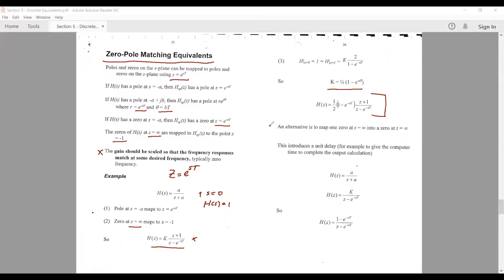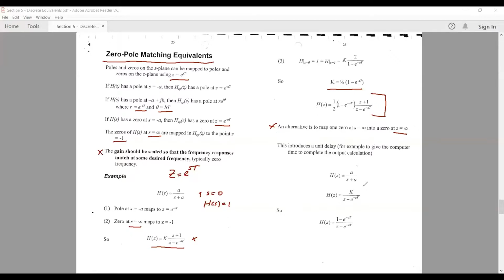An alternative is to map the zero at s = infinity into a zero at z = infinity. If we do that, this introduces a unit delay, for example, to give the computer time to compute the output calculation. So instead of having a zero at z = -1, we will have a zero at z = infinity. Instead of having z + 1 in the numerator here, we will just have 1.